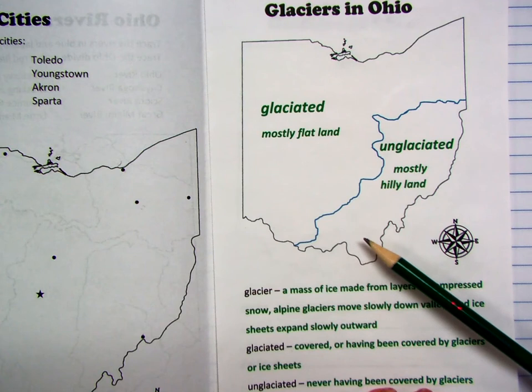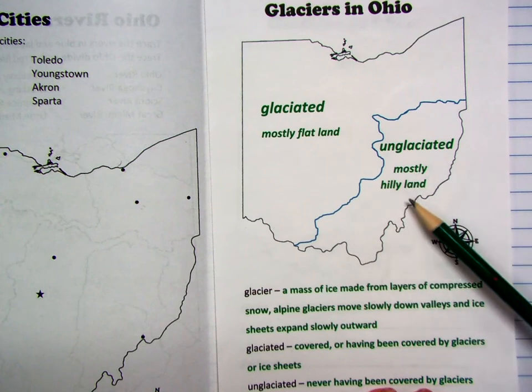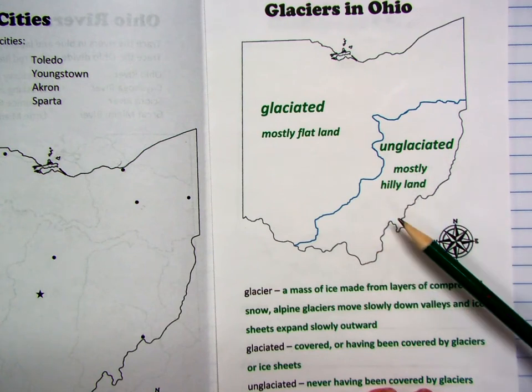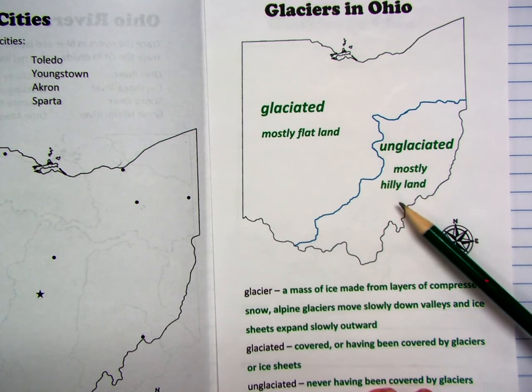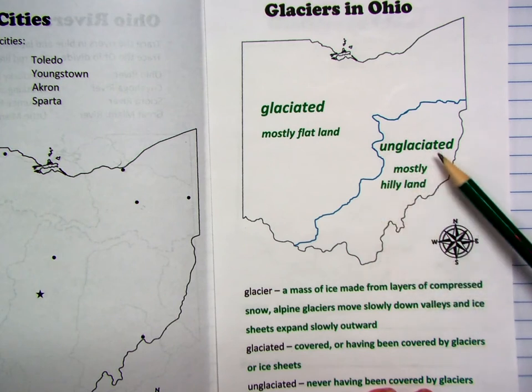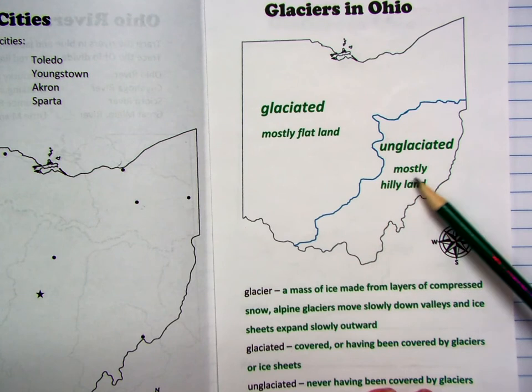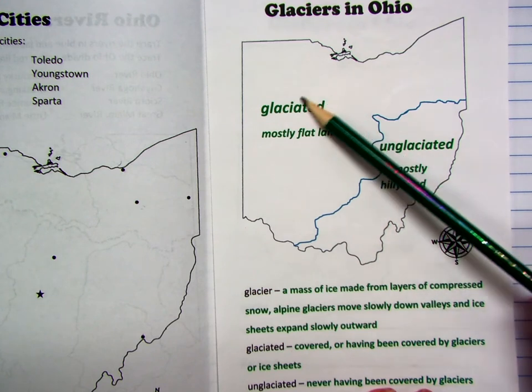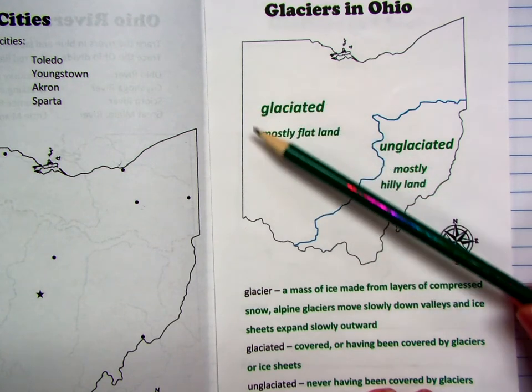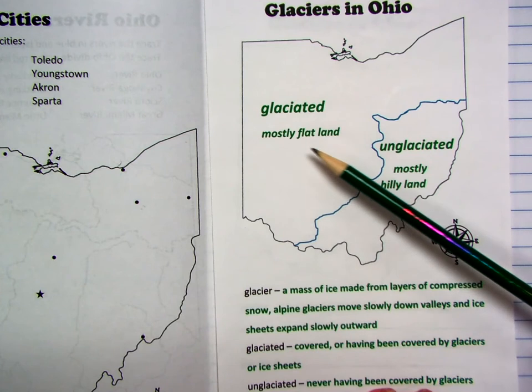This corner of Ohio has the Appalachian Mountains down here. And there's a lot of forests and a lot of hills here, which means there's not as much land that is good for farmland in this region as there is over here in the mostly flat land, which includes the Till Plains region.